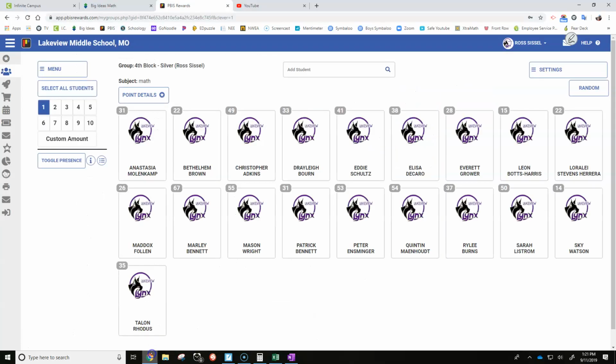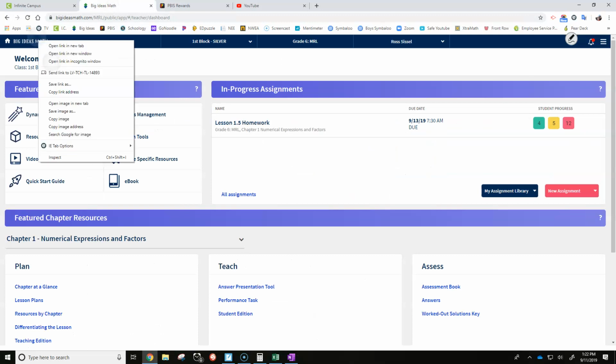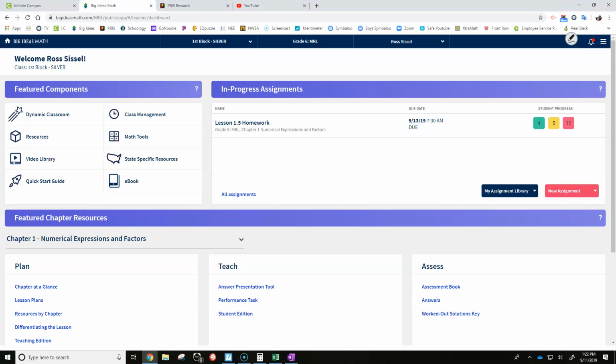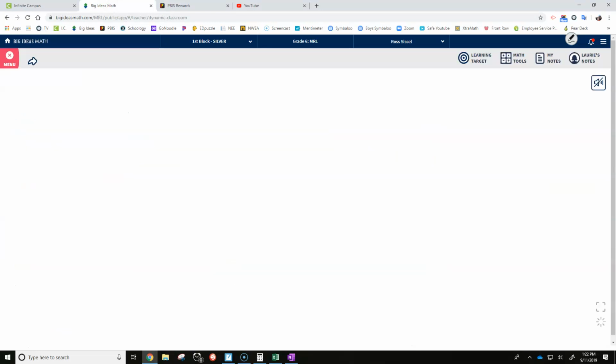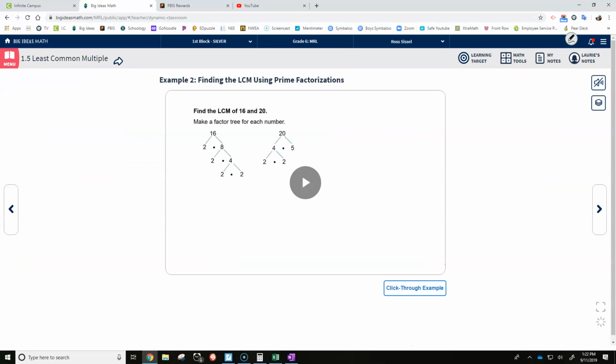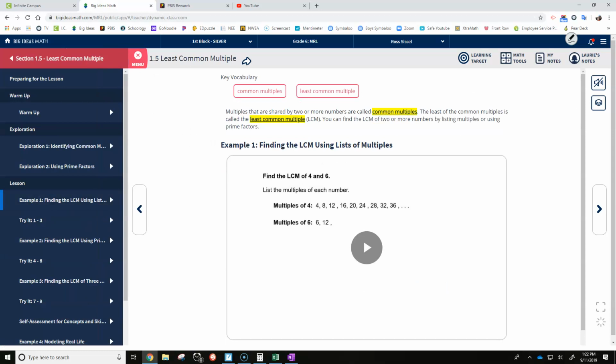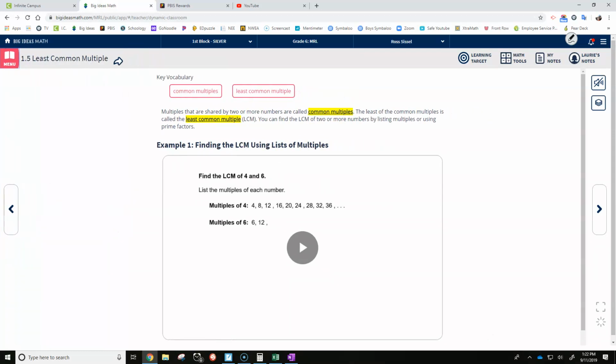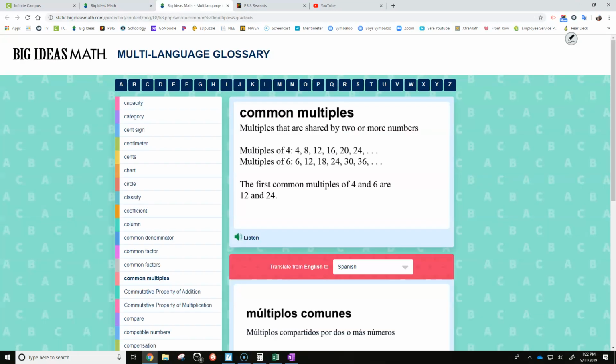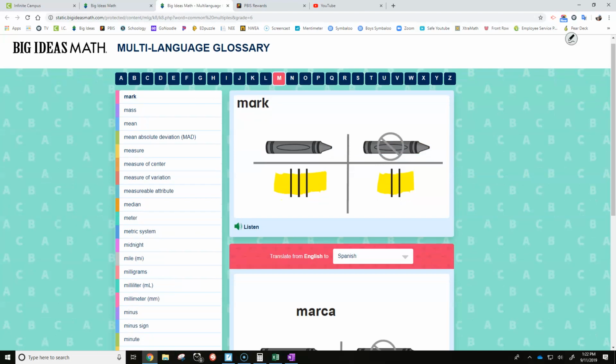To help you, if you were to go into your Big Ideas, if you're ever confused on what something is, I'm going to go back into my first example. And you'll see, we're going to use this in just a second. It says key vocabulary. If I can click on that, it will take me to a glossary. And let's go to multiples.